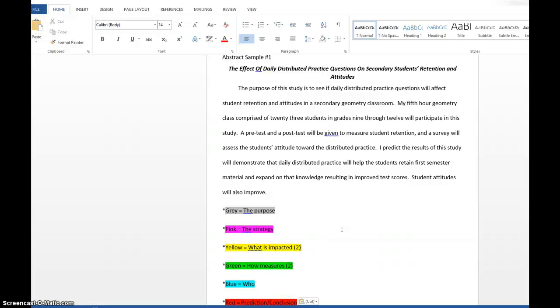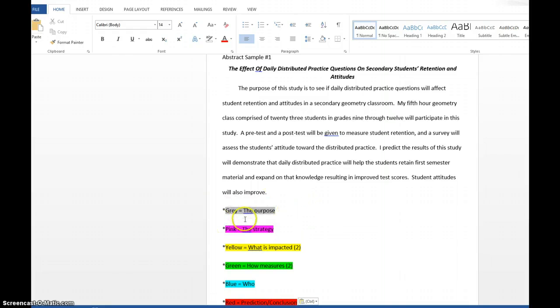Now, the first thing I want you to notice is that this abstract is written in future tense. And the abstract that you write for your assignment is going to be in future tense as well, because you're telling me about the project that you plan to be doing. You haven't done it yet.